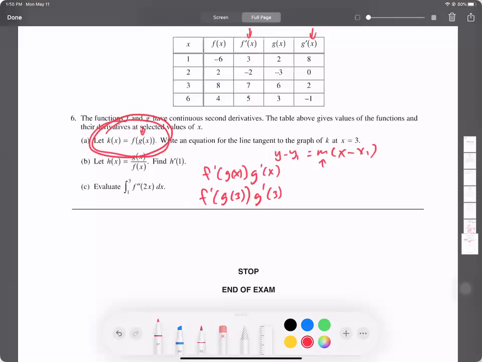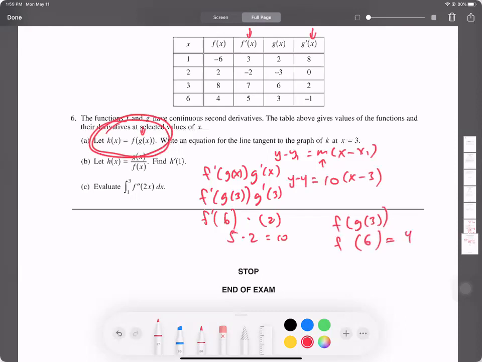So we look at the table on top. g prime at 3 is 2. g of 3 is 6. Then we have to find on the table what is g prime at 6, which is 5. 5 times 2 is 10, so we know the slope is 10. We know x is 3. The only problem is finding the y value: if I plug in, what is f of g of 3? Again, g of 3 is 6, and f of 6 is 4. So y minus 4. That's our tangent line equation.